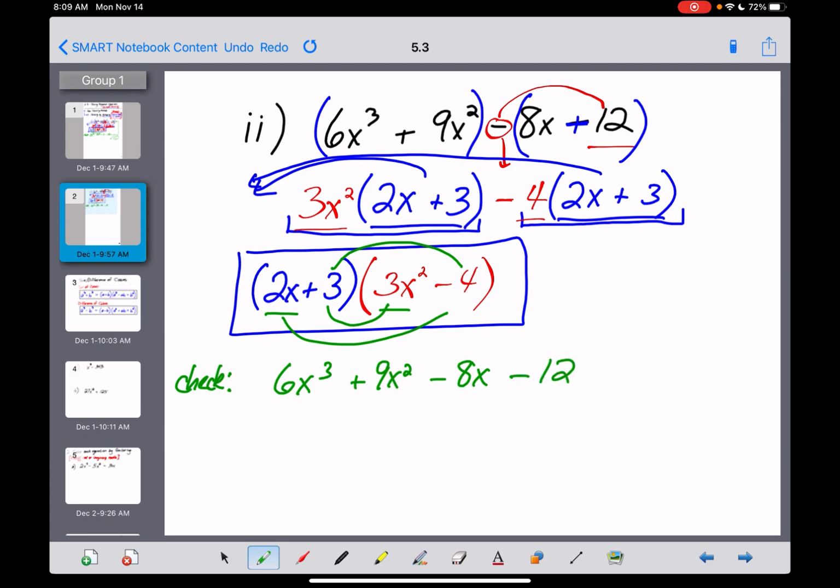And if you recall, that's exactly what this problem looked like before we did the grouping and before I changed the sign of the 12 inside the parentheses. So yep, that one works out as well. So that's two examples, guys, of factoring by grouping.